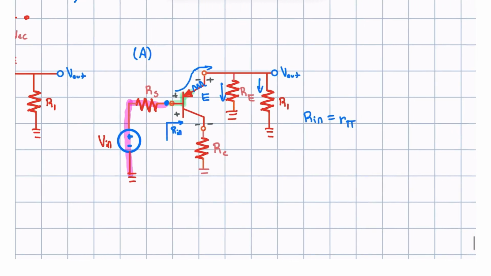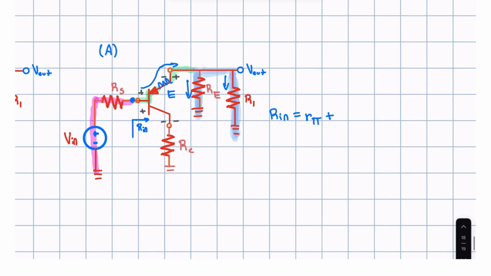So R pi is going to be in series with the emitter resistance, and this emitter resistance is going to be the accumulation of both of these. But this time they're not in series. What are they? Well, they're in parallel. We know what to do with things that are in parallel. Once we get to this point, we realize that these two right here are in parallel, and this allows us to simply write them in parallel: RE is in parallel with R1.